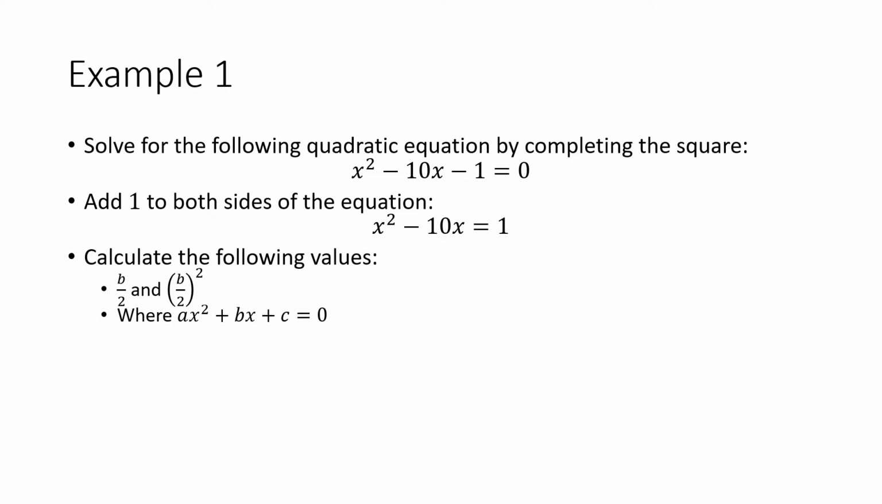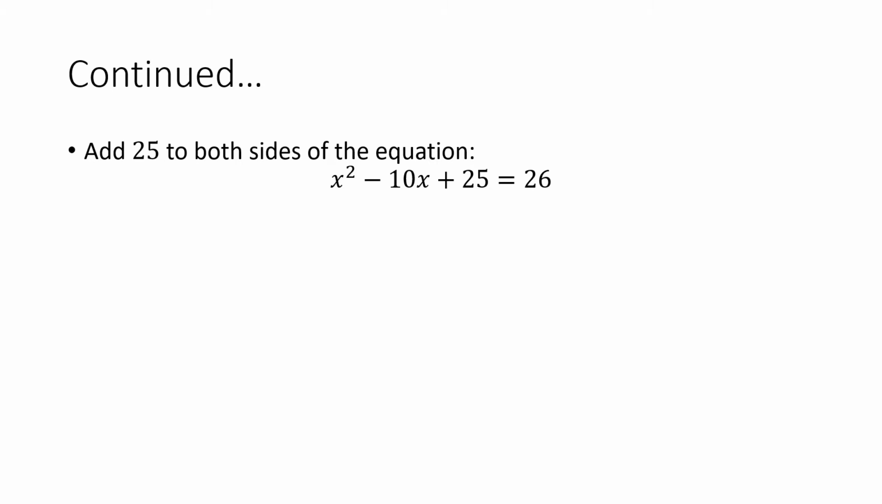So our b divided by 2 will be negative 10 divided by 2, which is negative 5. And b divided by 2 quantity squared is negative 5 quantity squared, which is equal to 25. So it's negative 5 times itself. Now, moving on, we will add 25 to both sides of the equation. Whatever your b divided by 2 quantity squared value is, you will have to add it to both sides. So x squared minus 10x plus 25 is equal to 1 plus 25, which is 26.